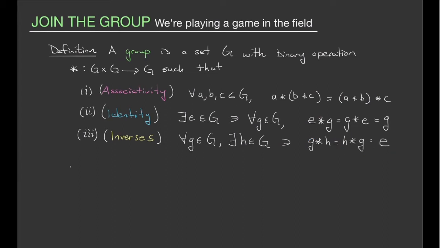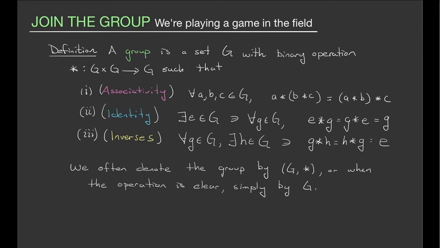Now, this may seem very abstract at first, but we'll look at some examples and see that these are properties we've worked with all throughout school. As far as notating a group, we can do it in one of two ways. We can denote it as this pair, G and the operation star. Or in some cases, when the operation is really clear and we know what type of group we're talking about, as a shorthand, we'll just simply write G.